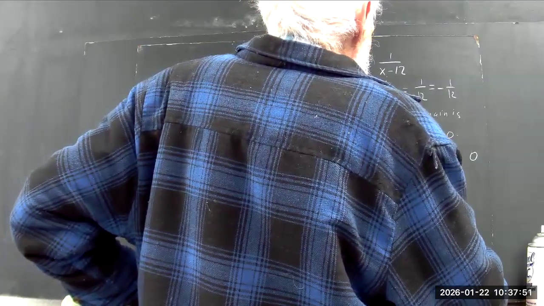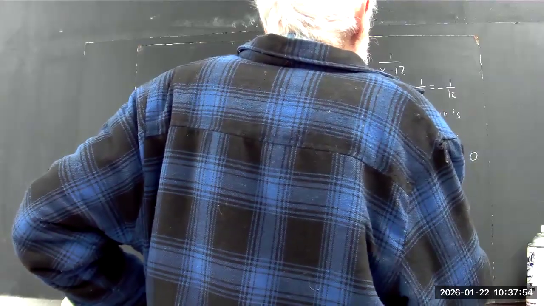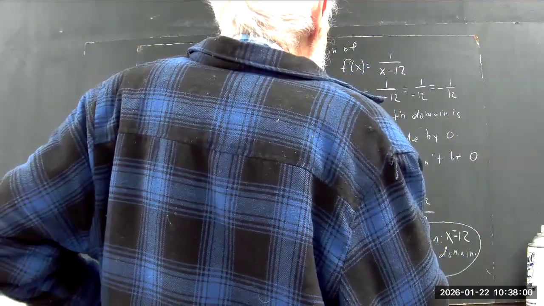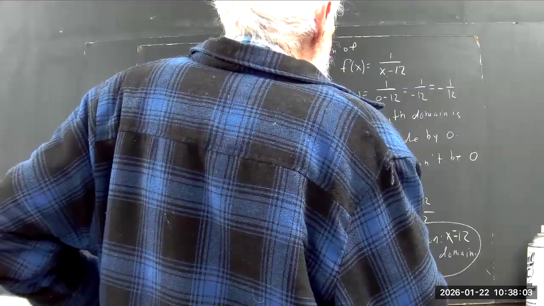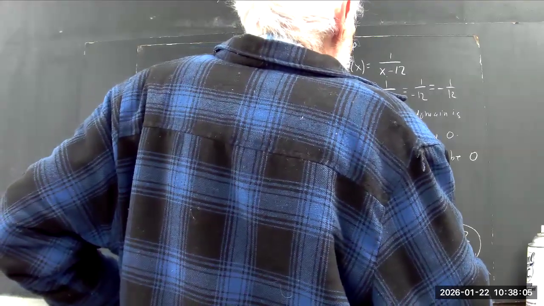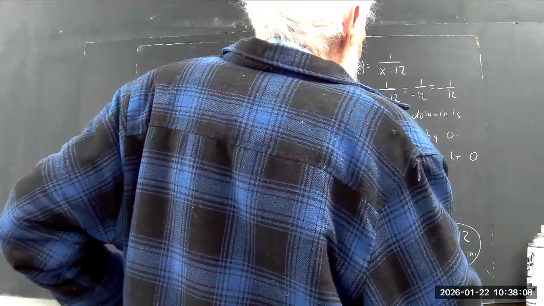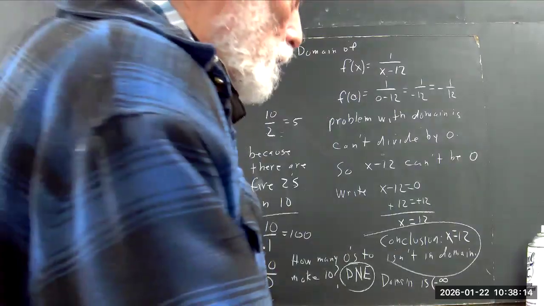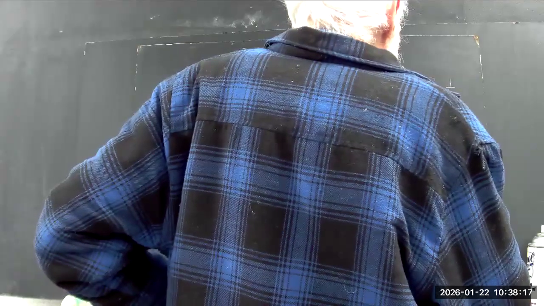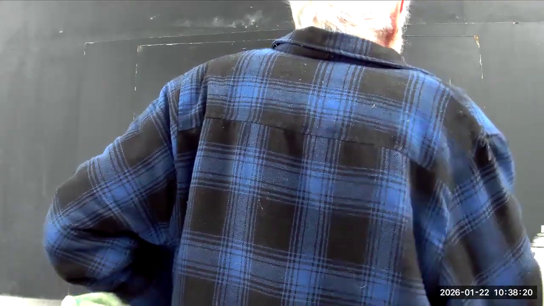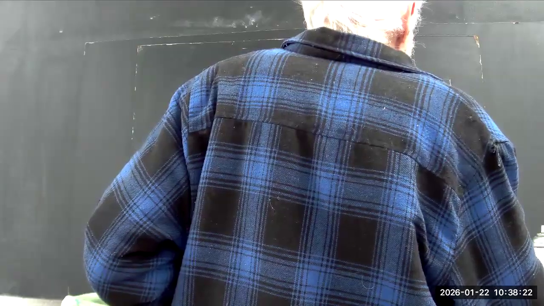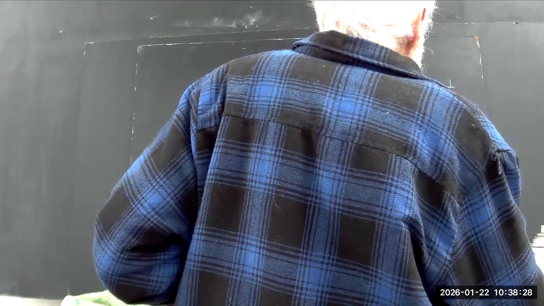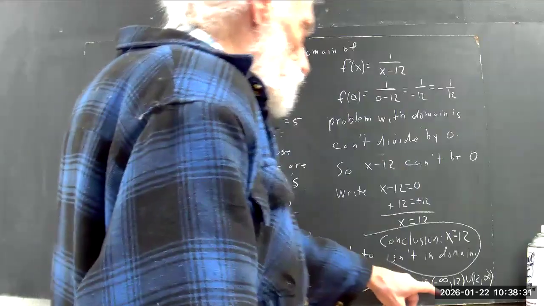X minus 12 isn't in the domain. Okay, I'm going to write the domain, because once you see this restriction, it's pretty easy to apply it if you can solve the equation. So here is how I would write the domain.